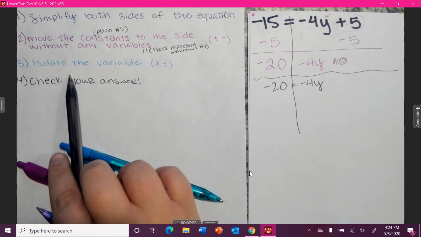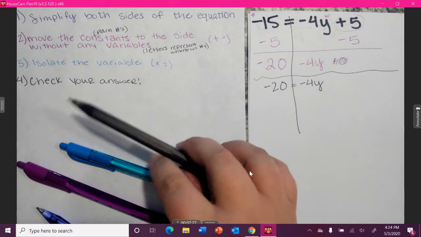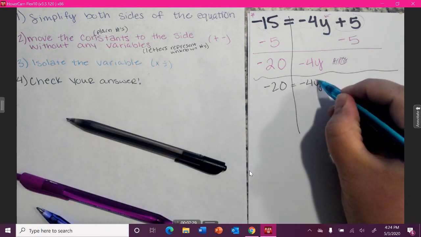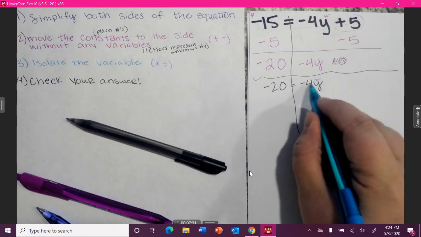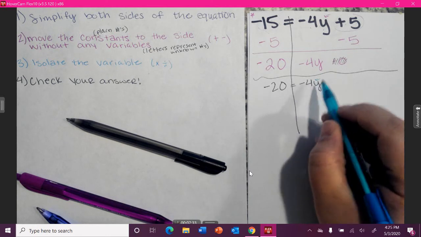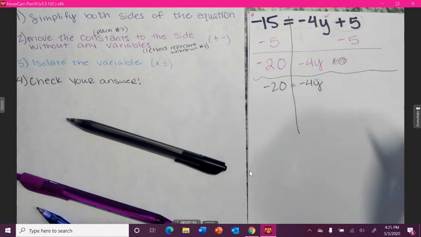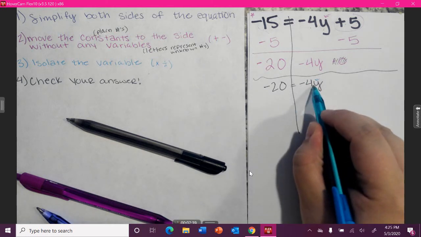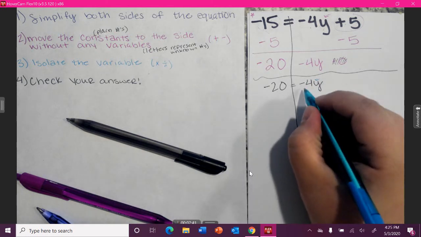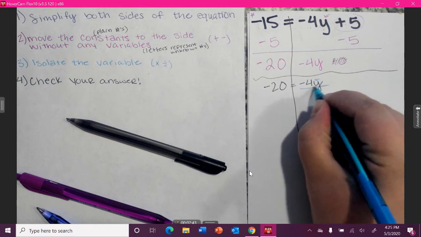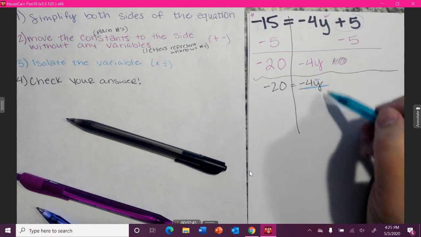Next thing I have to do is isolate the variable. The variable is y. Right next to it is a negative 4. That's a negative 4 times y, not minus 4 plus y. That is negative 4 multiplied by y. To undo multiplication, we need to divide. I'm writing my division like fractions.